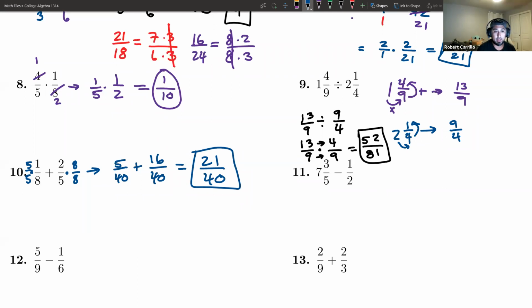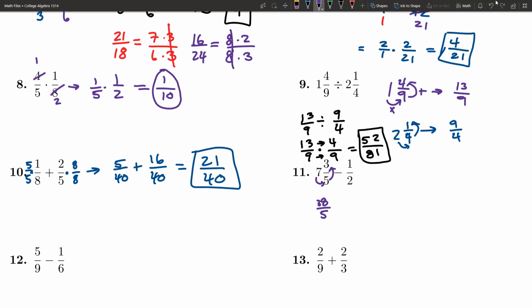Okay, so next, number 11: 7 3/5 minus 1/2. What do we have to do here, guys? Convert the mixed fraction. Okay, we'll start with that. So 7 times 5 is 35, 35 plus 3 gives me 38 over 5, minus 1/2.